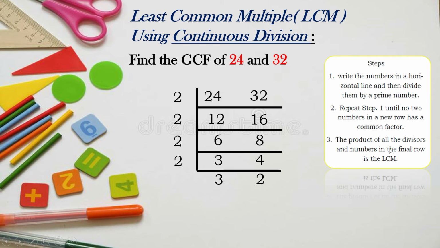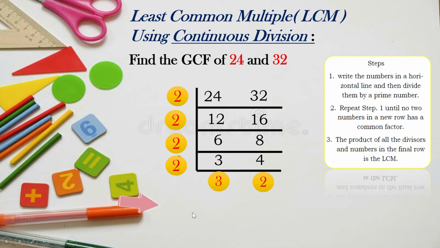Yan. So, kanina dito, number 3, the product of all the divisors and the numbers in the final row is the LCM. So, paano natin makukuha sa LCM? You're going to pick this divisor, these numbers na nasa left at itong nasa baba. So, we are going to multiply that number. So, paano? Meron tayong 2, 2, 2, 3, and 2. So, i-multiply natin lahat ng ito to find the LCM or to get the LCM.